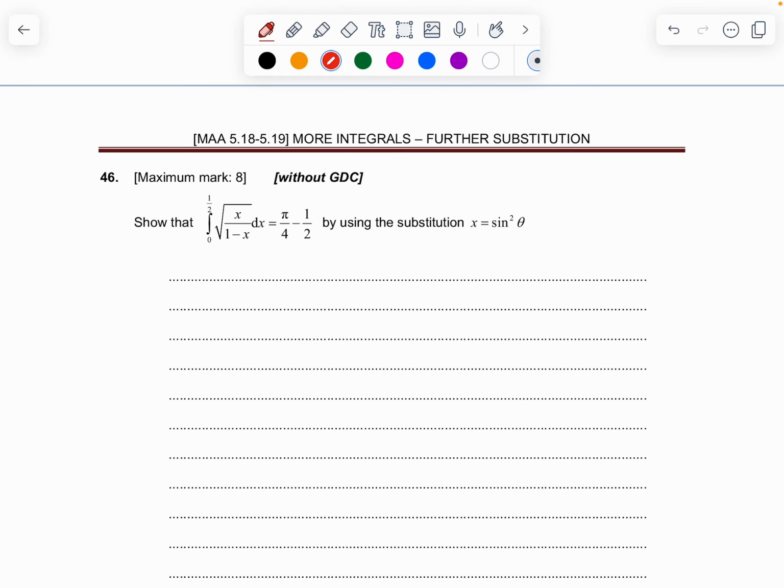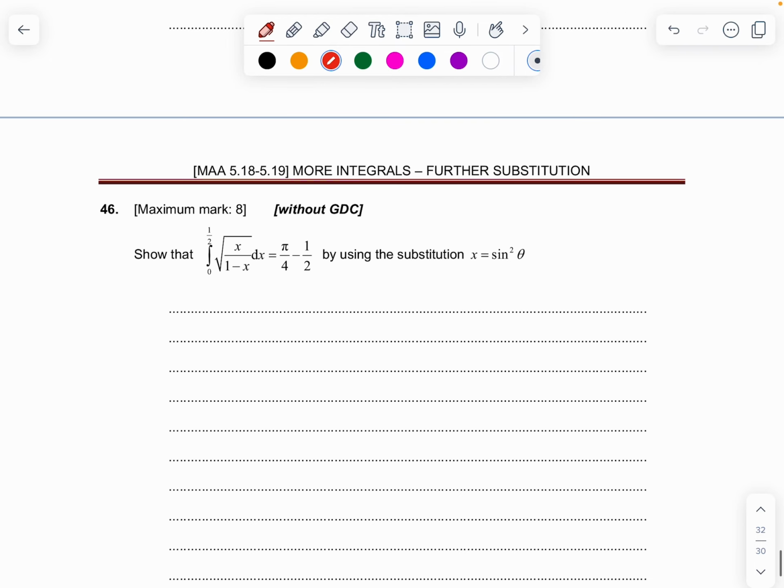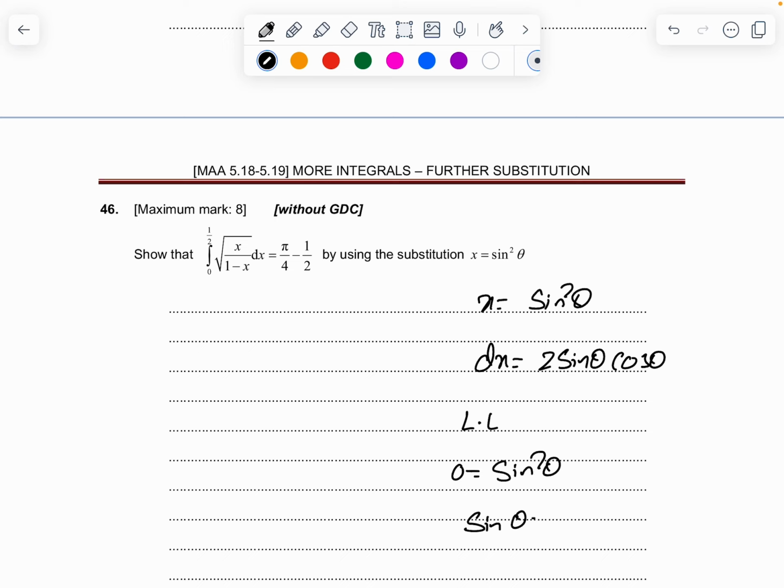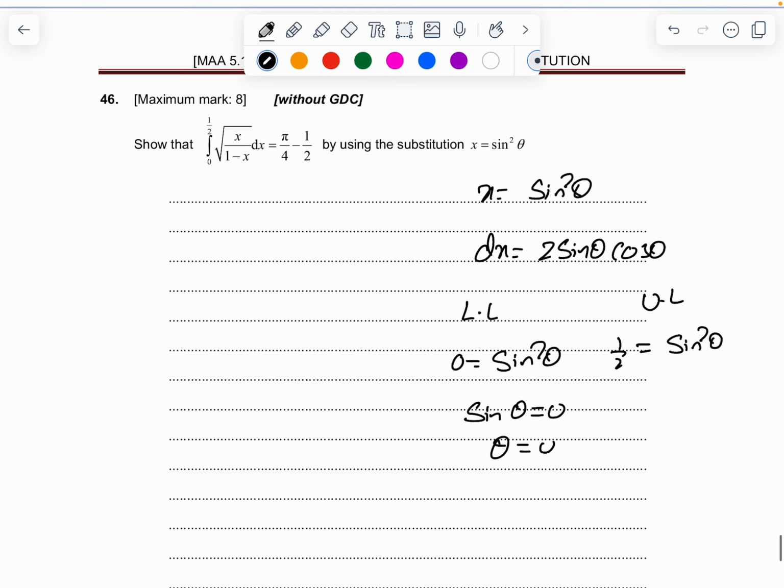Question number 46, and that's the last question. So x equals sine square theta, so dx equals 2 sine theta cos theta. Then lower limit: 0 equals sine square theta, so sine theta equals 0, theta equals 0. Then 1 by 2 equals sine square theta, which is the upper limit. Sine theta equals 1 by root 2, theta equals pi by 4.